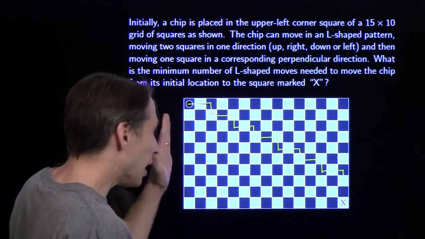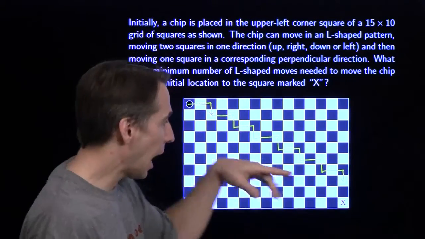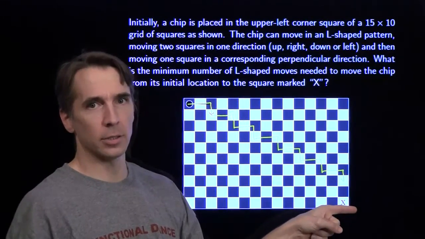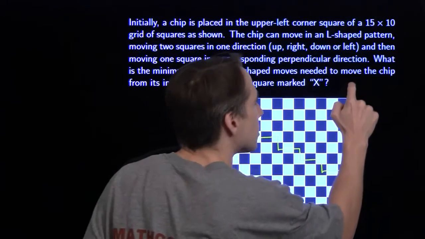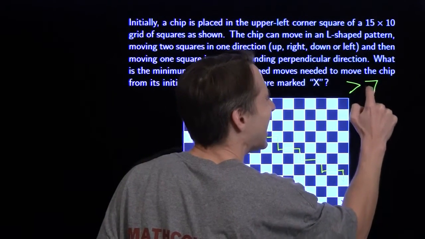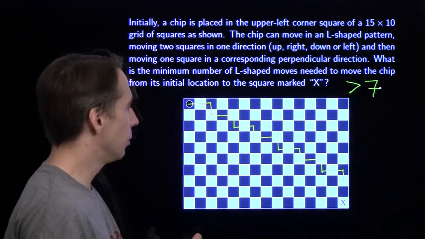So if I get from the left side to the right side as fast as I can, I'll never get low enough to hit the X. So I know that my correct answer is greater than 7. I can't get there in 7 moves.